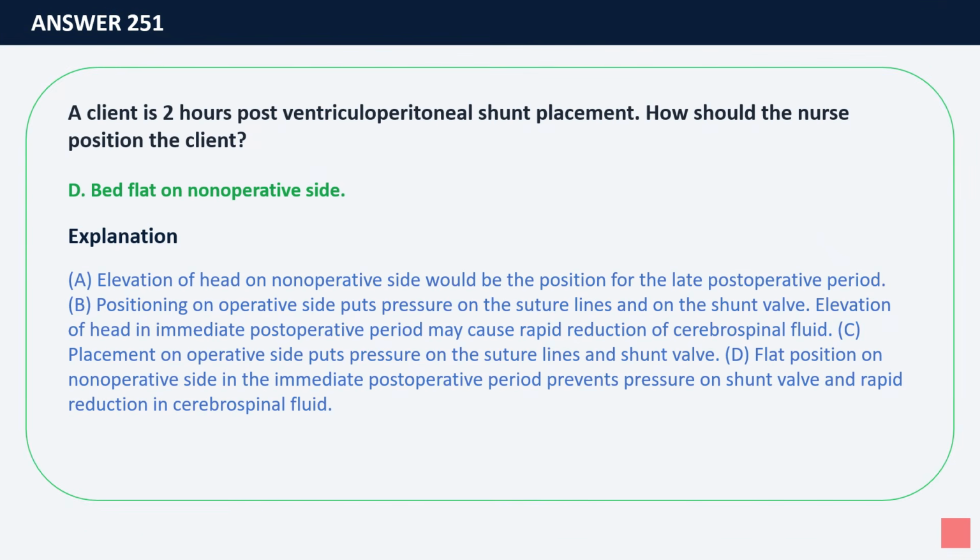Answer: D. Bed flat on non-operative side. Explanation: A. Elevation of head on non-operative side would be the position for the late postoperative period. B. Positioning on operative side puts pressure on the suture lines and on the shunt valve. Elevation of head in immediate postoperative period may cause rapid reduction of cerebrospinal fluid. C. Placement on operative side puts pressure on the suture lines and shunt valve. D. Flat position on non-operative side in the immediate postoperative period prevents pressure on shunt valve and rapid reduction in cerebrospinal fluid.